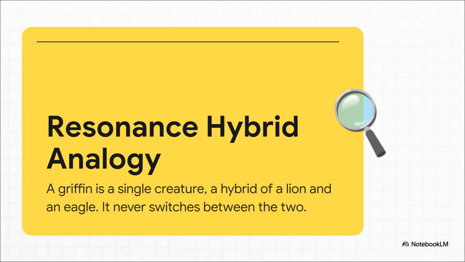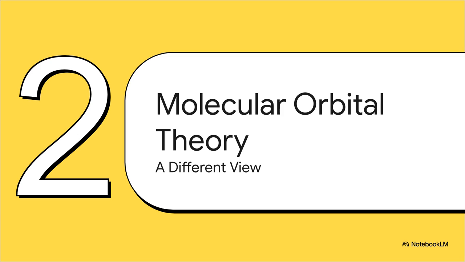I love this analogy because it makes it so clear. Think of a griffin. A griffin is a hybrid, part lion, part eagle. But a griffin doesn't wake up on Monday and decide to be a lion, and then on Tuesday it's an eagle. No, it is always a griffin. In the exact same way, benzene is always just benzene. It's a single, stable hybrid that we just happen to need two different drawings to fully describe. Okay, so valence bond theory has to invent this clever idea of resonance to fix its model. But what if there was another way to see molecules, from the ground up? Let's check out how a totally different theory handles the exact same molecule.